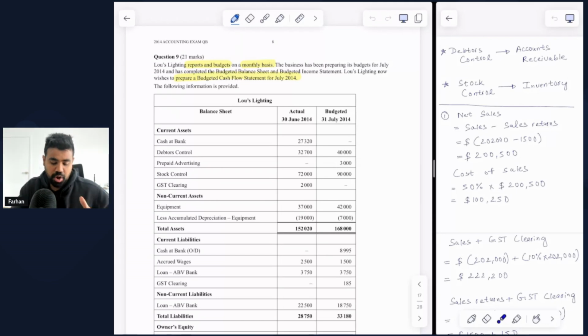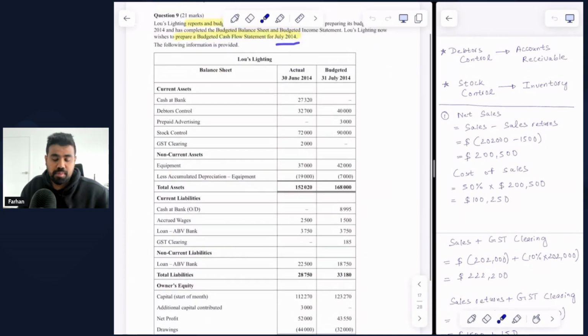So you can see the question on the left hand side and you can get to see all the workings I've done on the right hand side of the screen. Luz Lighting reports and budgets on a monthly basis. The business has been preparing its budgets for July 2014 and has completed the budgeted balance sheet and the budgeted income statement. Luz Lighting now wishes to prepare a budgeted cash flow statement for July 2014.